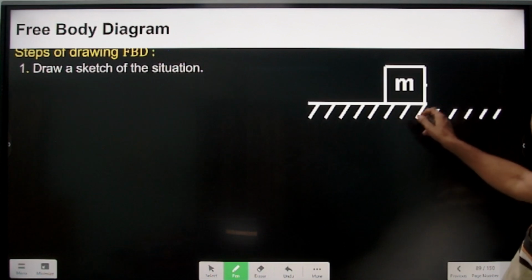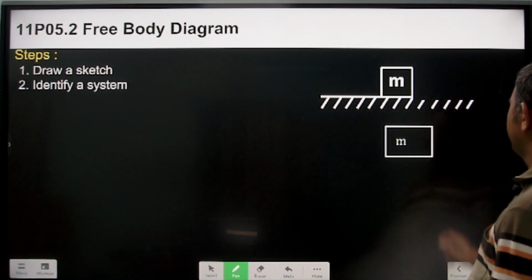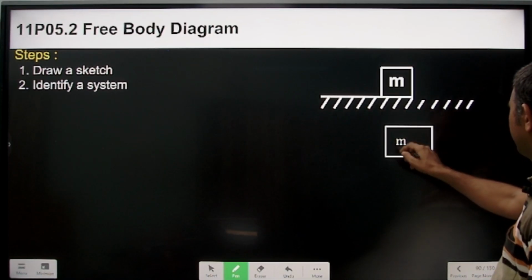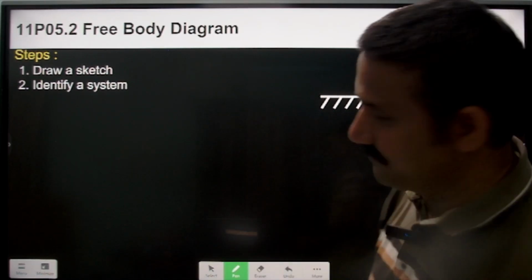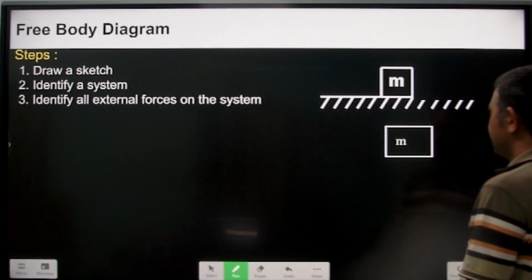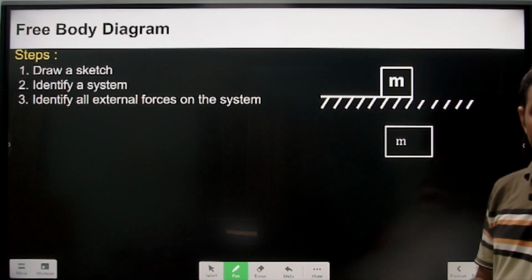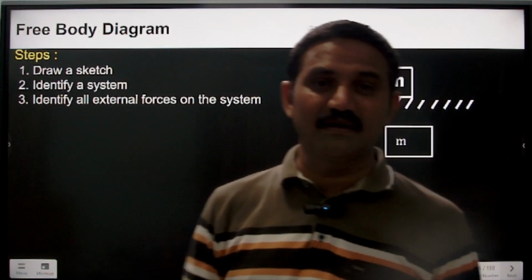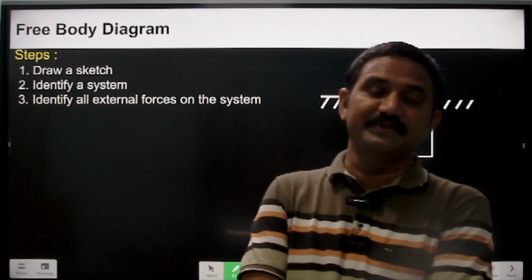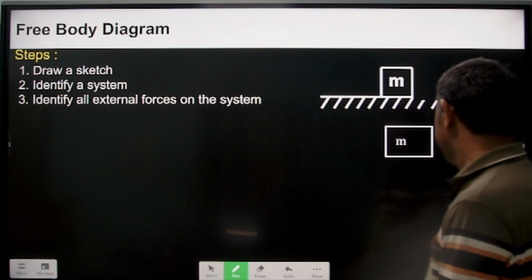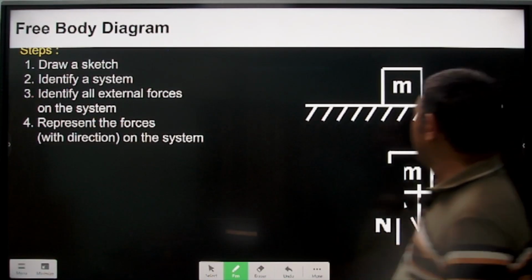Suppose this mass m of the body is placed on the surface of the earth. Now draw this mass m separately, separated from that system. Then identify the external forces acting on the system. On this body represent all external forces acting on the object. In the free body diagram, represent all forces acting on the object, not by the object. So here mg is acting in the downward direction and the normal reaction force is acting.